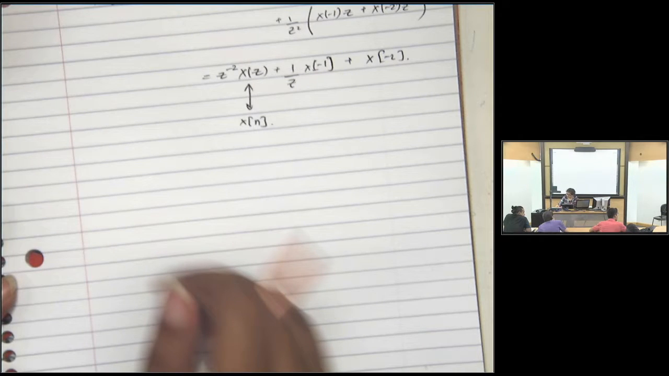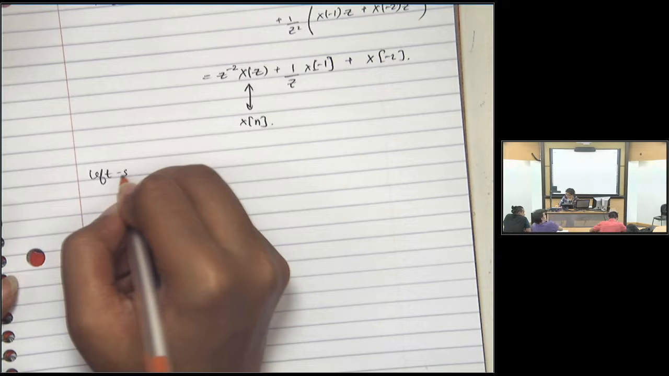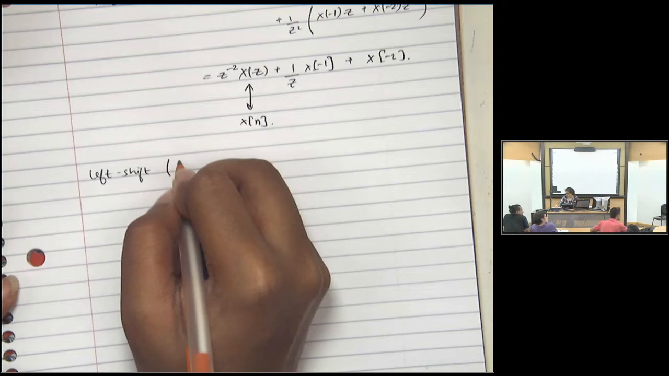Alright. Now, similarly, we have a left shift property, which is also called time advance.